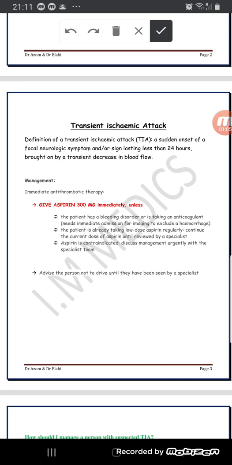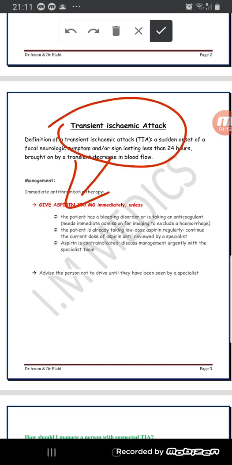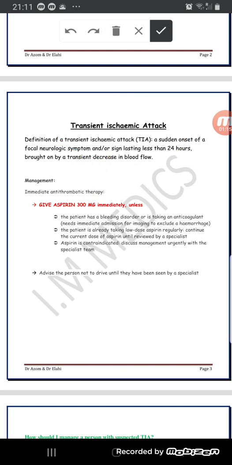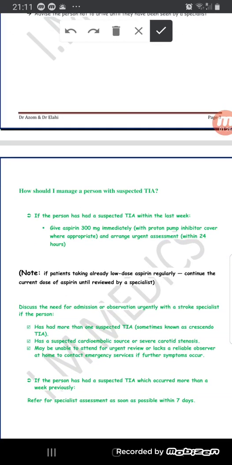Then management, what do we do? So we are suspecting the patient has TIA. Now we need to give the patient aspirin, 300 milligrams immediately. Okay. Obviously you need to make sure there is no contraindication or any other concerning things, and you need to refer the patient to a specialist. Now what do we do, how and when?